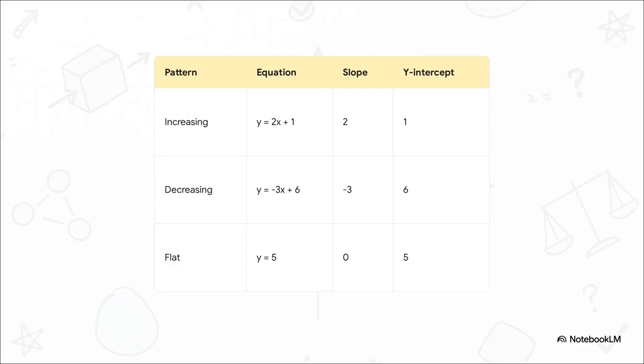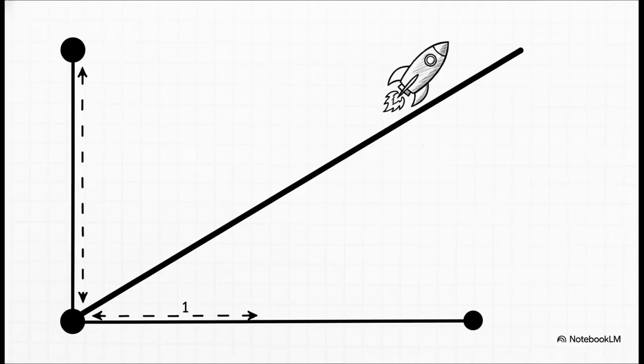And this brilliantly illustrates how just tweaking the m and the b completely alters our trajectory on the graph. Let's break each one down step by step. First up, example 1, the increasing pattern. Our equation here is y equals 2x plus 1.